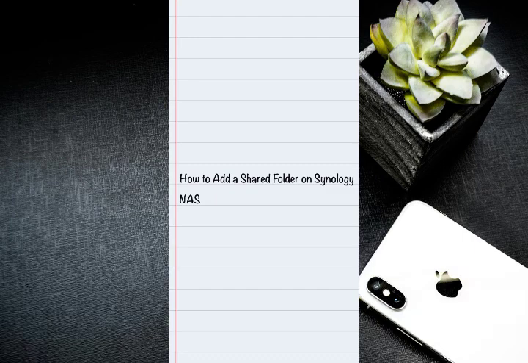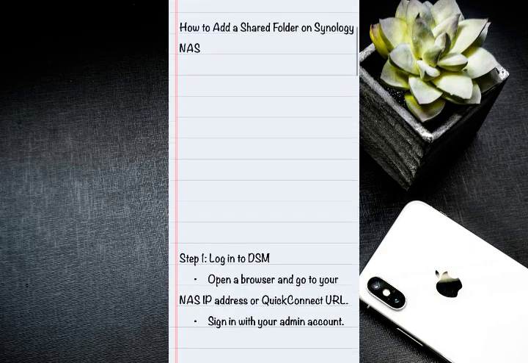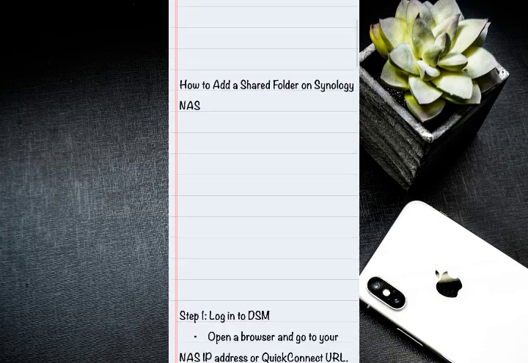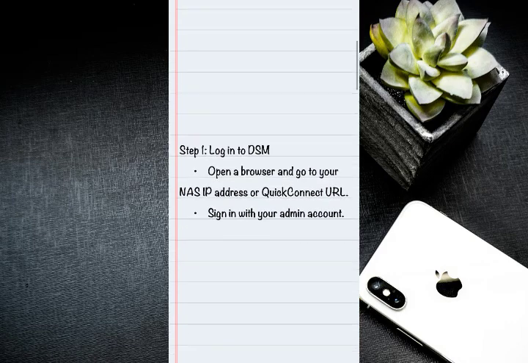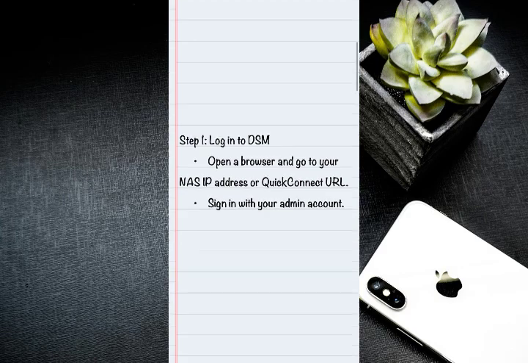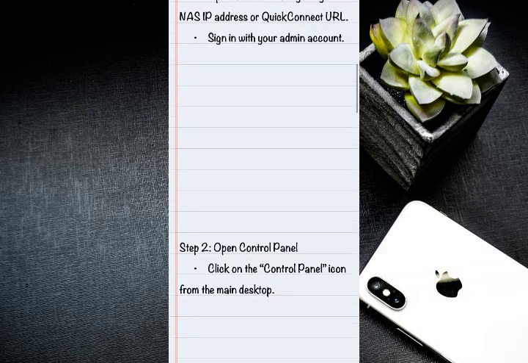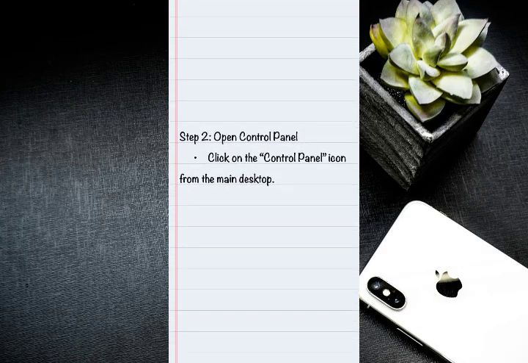In this video, I'm going to walk you through an easy step-by-step guide on how to add a shared folder on Synology NAS. So to get started, the first step is to log into your DSM. So open a browser and go to your NAS IP address or quick connect URL, then sign in with your admin account.